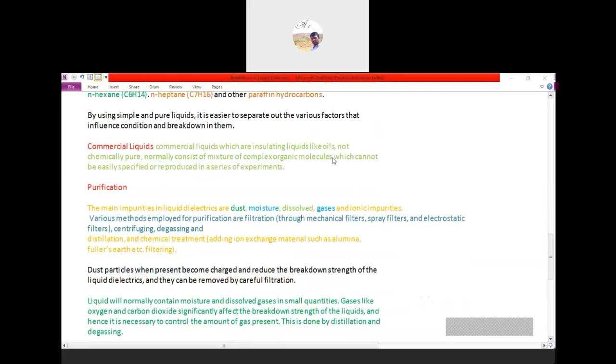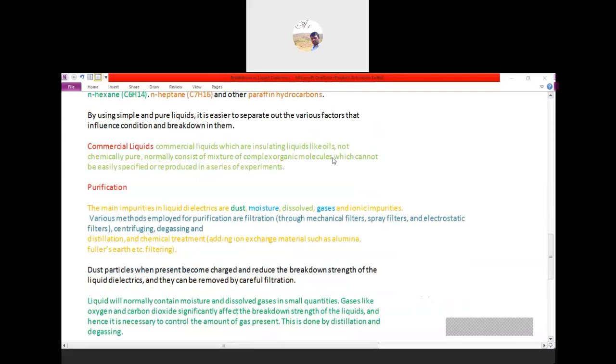Examples of pure liquids are n-hexane, C6H14, and n-heptane, C7H16, and other paraffin hydrocarbons.